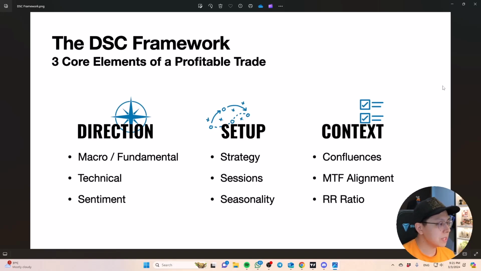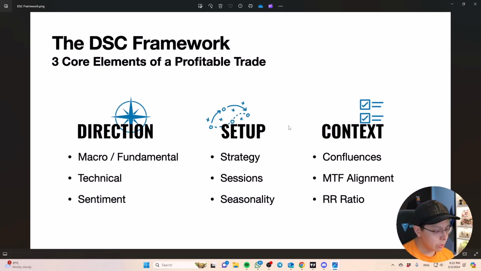Once you determine the directional bias, then of course you need to have a setup to get yourself into the market. To initiate a trade, to execute a trade, you need to have a certain set of conditions and criteria, and that to me is what we call a setup. That's an element of timing: when to get in, which price to get in, and when to get out, which price to get out. Then of course the third element is the context, which is basically other factors to see if there are confluences, an alignment in the trade that we are taking. Is the risk reward ratio making sense? Is the trade worth taking? Those are the elements of context.